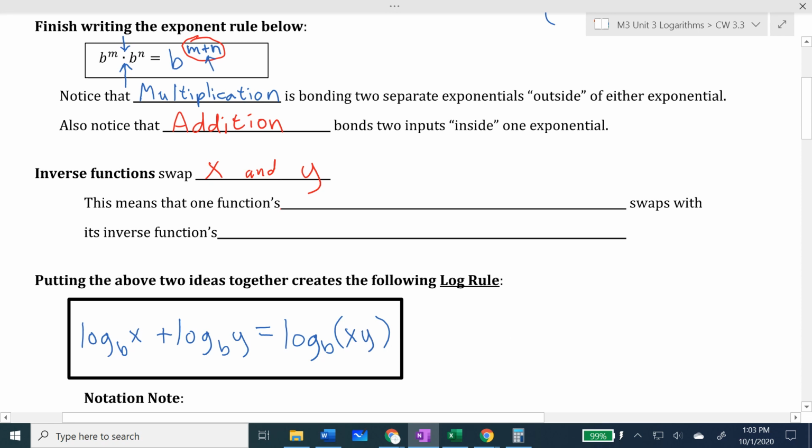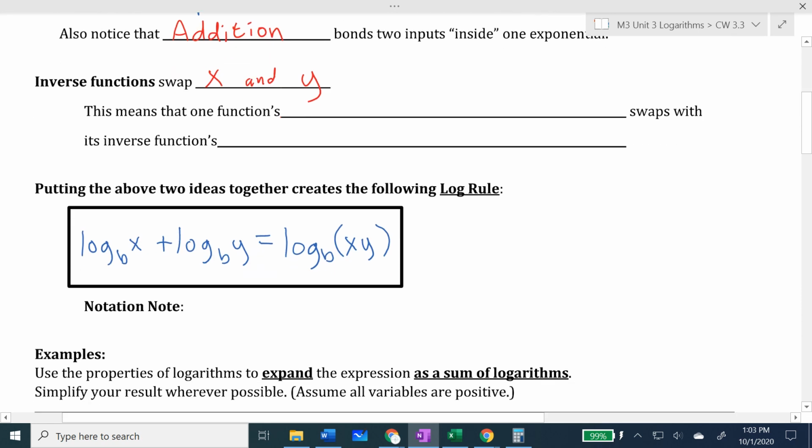Now, the notation note that I have is you need to know that I don't have to have a parentheses around the x times y. You need to be aware that it means the same thing if I write it this way. This means x and y multiply, and then that goes into the log function that is base b. However, I feel like they really should have included parentheses with their notation. But know that if you see it this way, well, so it is.